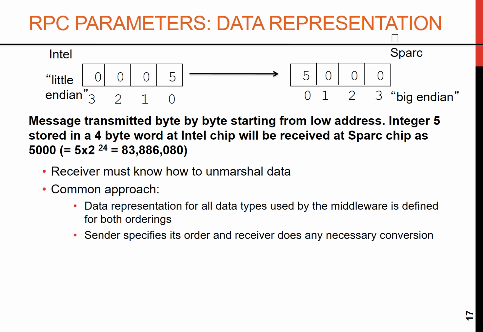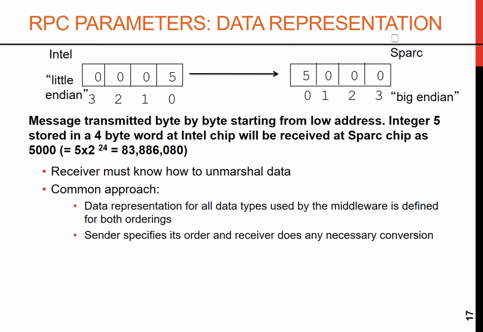Here's a simple example. Within an Intel machine, which uses the little endian method, an integer value of 5 in this example is stored with the least significant byte first. So the value 5 is represented as 05000000 in memory, starting from the lowest address. However, on a Sparc machine, and Sparc machines use the big endian system, the most significant byte is stored first. So the same value 5 would appear in memory as 00000005, with the big end coming first.